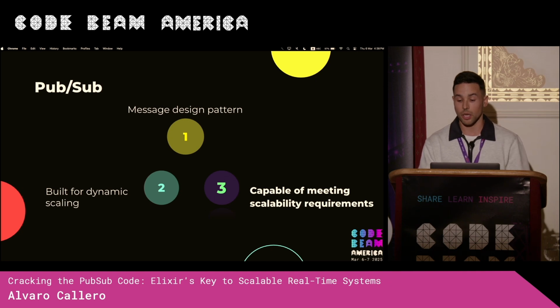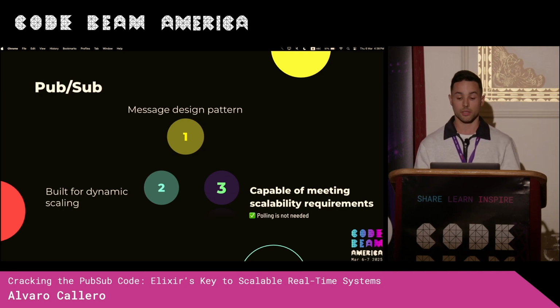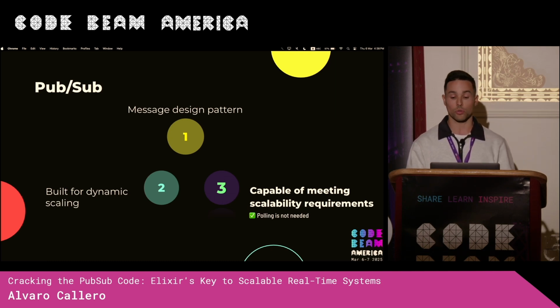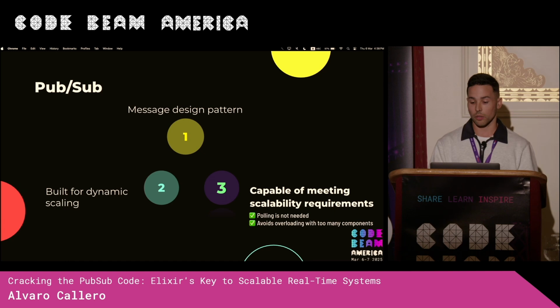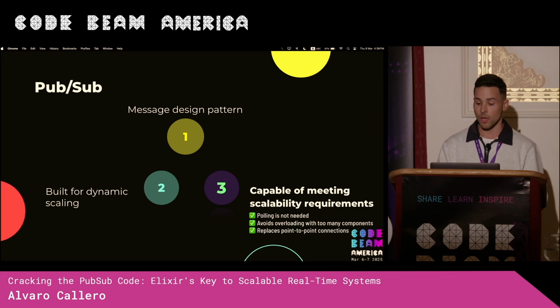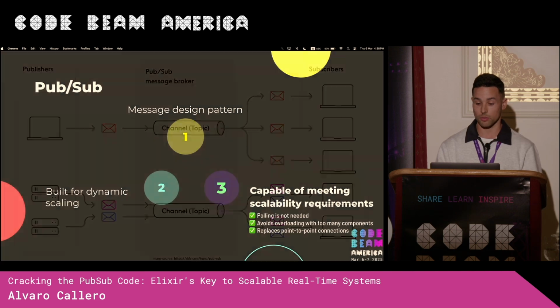Also, PubSub is capable of meeting scalability requirements because polling is not needed since it is a push-based delivery, so consumers don't need to be checking for new messages periodically. Also, it avoids overloading the design of our architecture with too many components, so the system can scale efficiently without adding unnecessary complexity. And also, we need to take into account that it replaced the point-to-point connection with a single connection with a message topic, which simplifies a lot the communication and the integration between the different components.